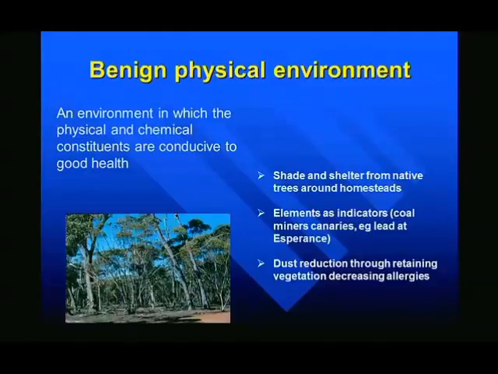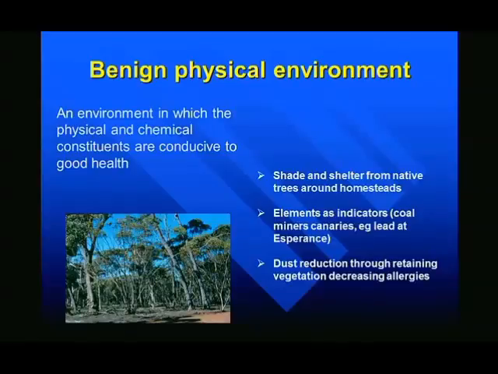A benign physical environment is an environment in which the physical and chemical constituents are conducive to good health. The most obvious example in the agricultural zone is shade and shelter from retained native vegetation around homesteads and sheep yards. An example that fascinates me, if you think about the lead poisoning in Esperance, the trigger for people realising there was a problem was the diversity of native birds falling out of the air. Well, the diversity of native birds that were sick and dying.